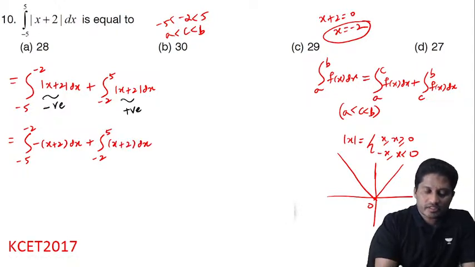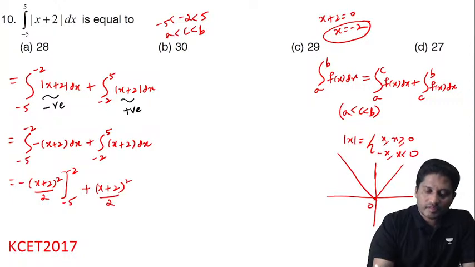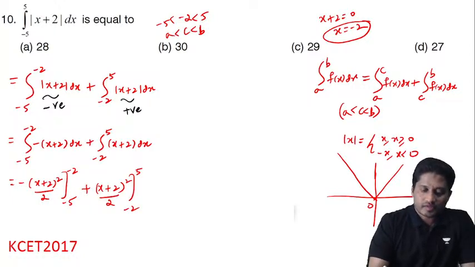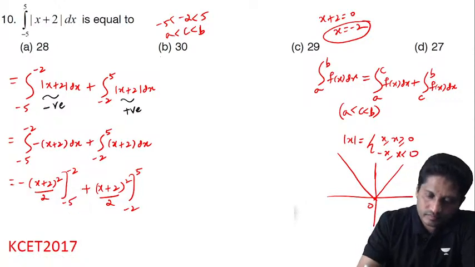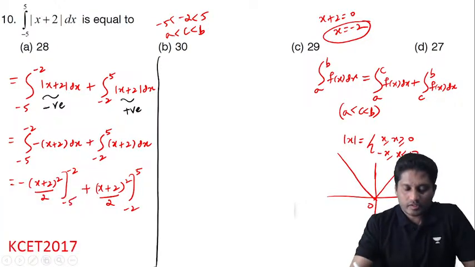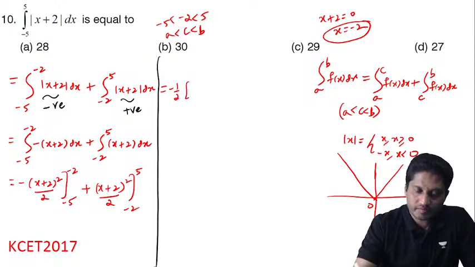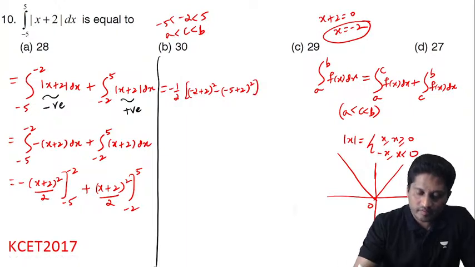Right, the integration of x is x square by 2, so minus x plus 2 the whole square by 2 between the limits minus 5 to minus 2. Integration of x is x square by 2 between the limits minus 2 to plus 5. Now if I substitute, minus half, the upper limit is minus 2 plus 2 the whole square. The lower limit is minus 5 plus 2 the whole square. And then plus 1 by 2, the upper limit is 5 plus 2 the whole square. The lower limit is minus 2 plus 2 the whole square.